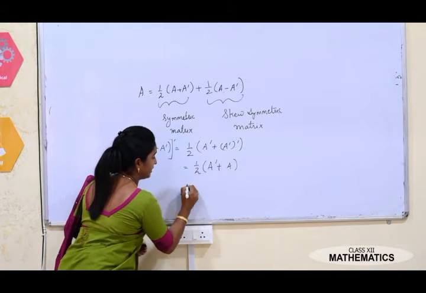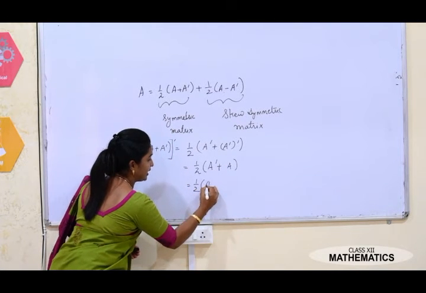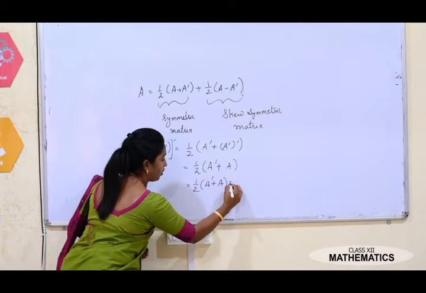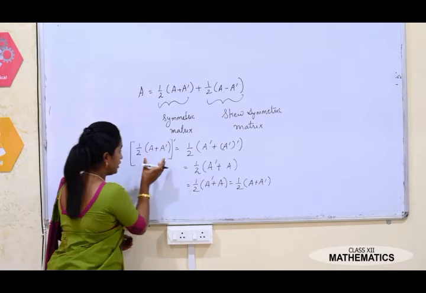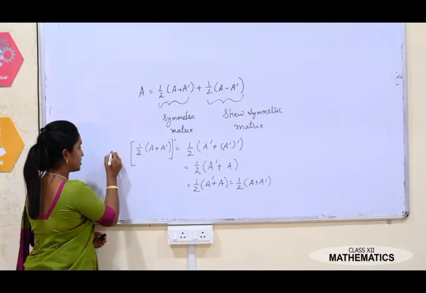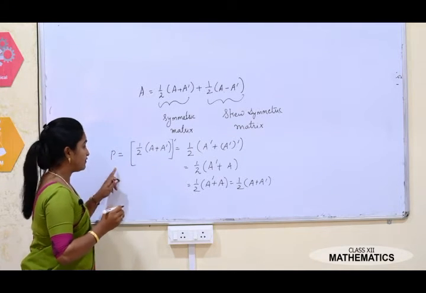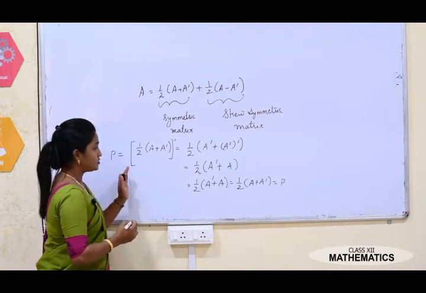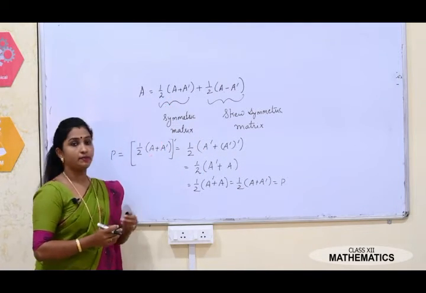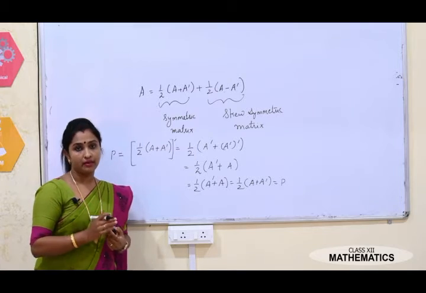So what are you getting? Half of A dash plus A, or half of A plus A dash, okay? If you denote this full expression as P, you will observe that P dash is equal to P, okay? That means you can say that half of A plus A dash is a symmetric matrix.